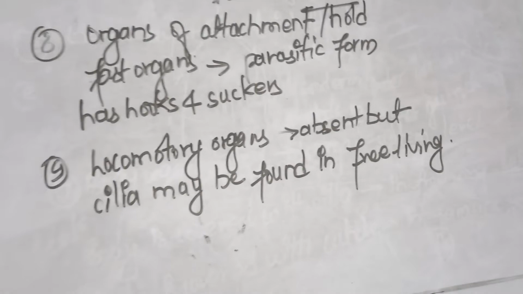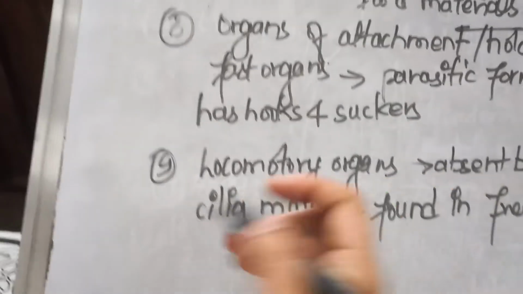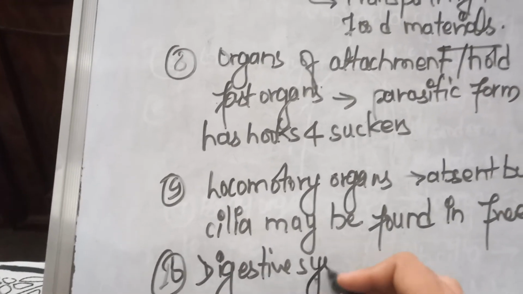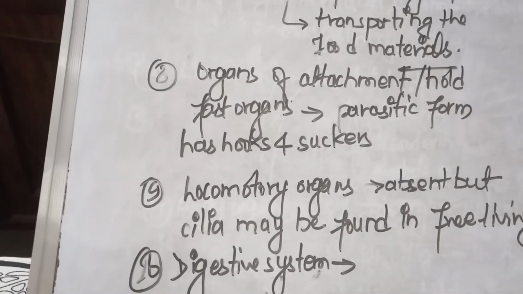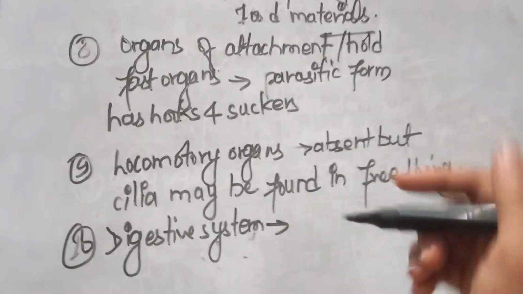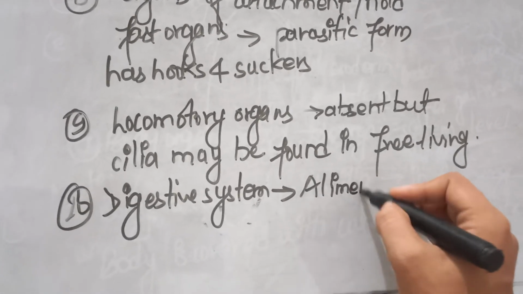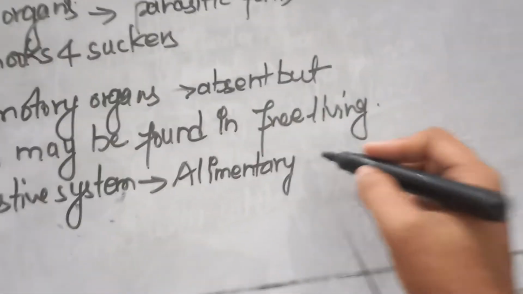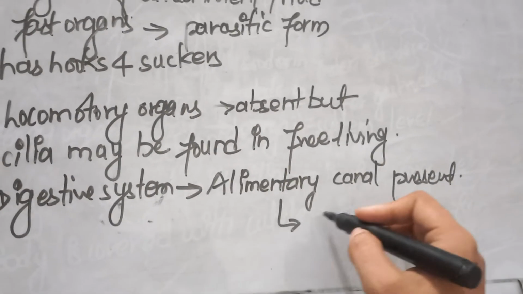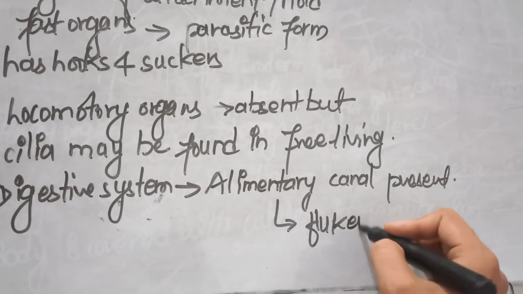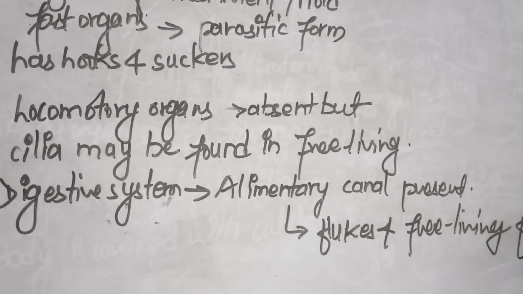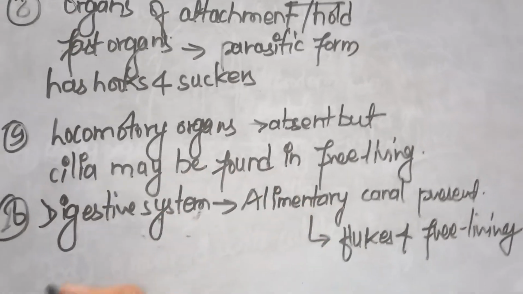And another, we have the digestive system. Let's see what sort of digestive system they have. In the digestive system, you have to understand that parasitic forms always have a well developed reproductive system rather than digestive system. Alimentary canal is present in fluke and free living forms.